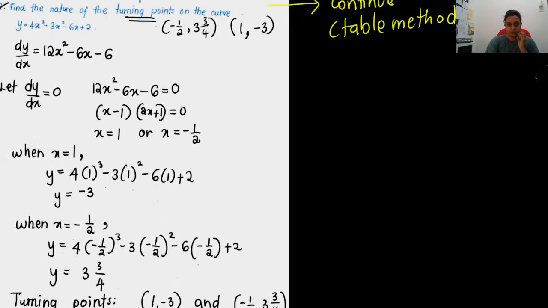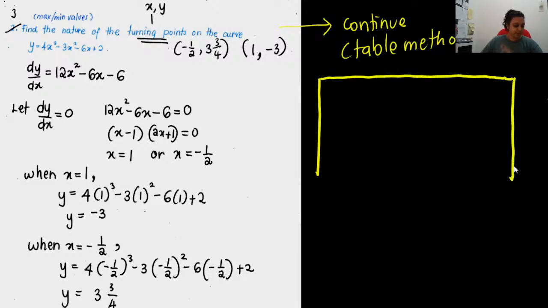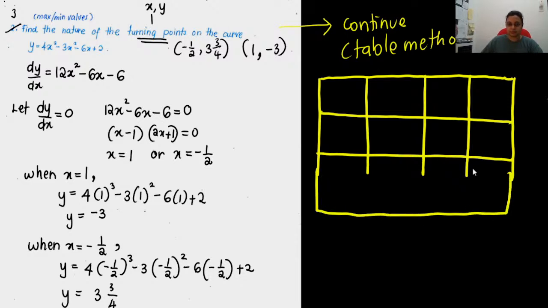Let me show how to use the table method. For both points we have to use two different tables. The table has a format that you just have to memorize and know. Create 4 columns and 3 rows: 4 columns, 1 2 3 4, and 3 rows, 1 2 and 3.